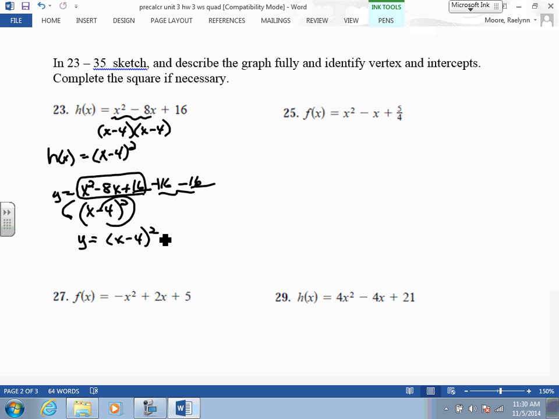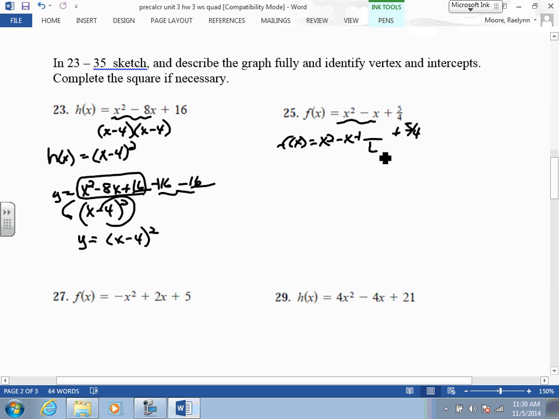Okay, number 25. It has a fraction. Yes. But I use the same rule. I need to find my third term to complete this square. Then I have this remaining, and so if I add it, I have to subtract. So that b term is negative 1. What's half of negative 1? Negative a half.